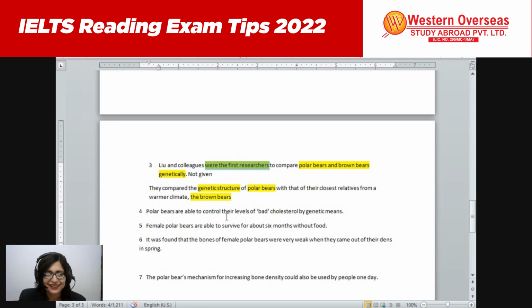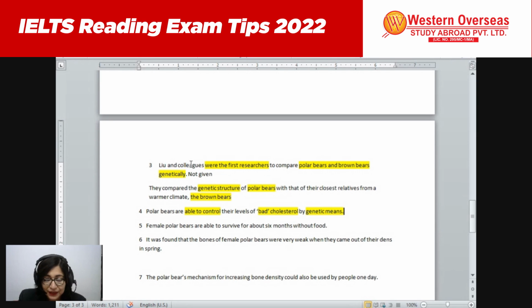Question number 4. Polar bears, again they are talking about polar bears, but what they are able to do, they are able to control. So now this is my most important keyword here, that what they are able to control. They can control the bad cholesterol. How? What is the method? By genetic means. So now I have the keyword bad cholesterol, and I have that they are able to control by genetic means.